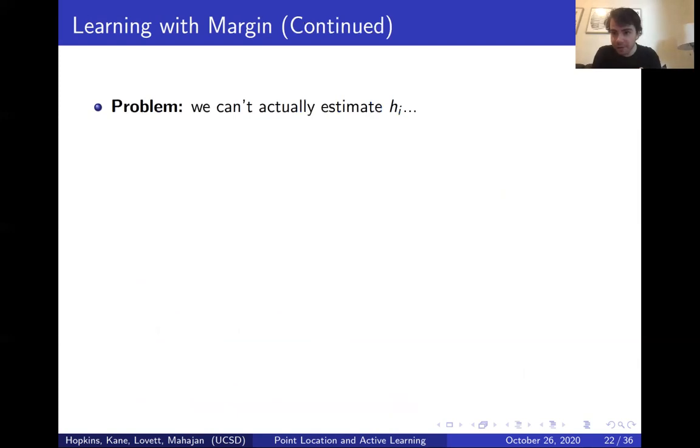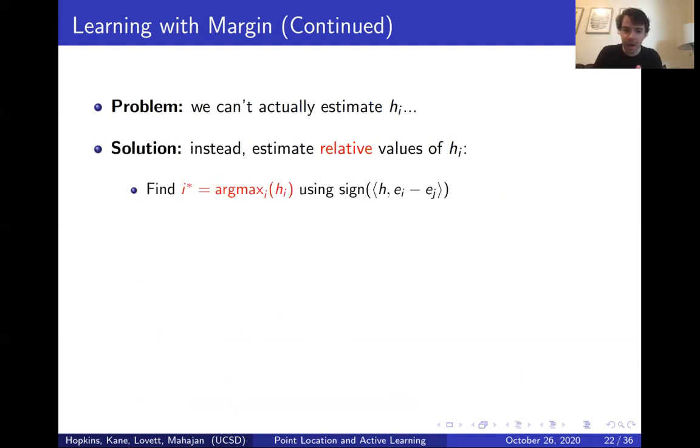There's a bit of a problem here, which is that I made some magical assumption that we could estimate the h_i. And as far as we know, we can't actually do this. But we can do something very similar. We can instead estimate the relative values of h_i. What do I mean by this? Well, let's start by finding the maximum one.